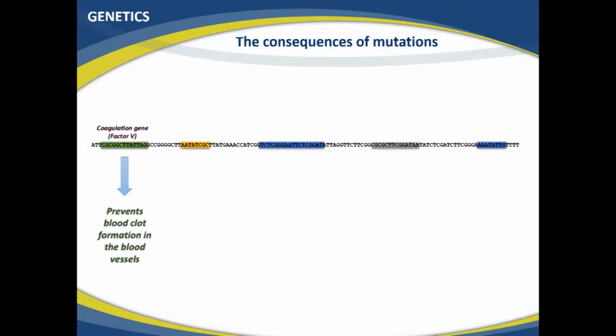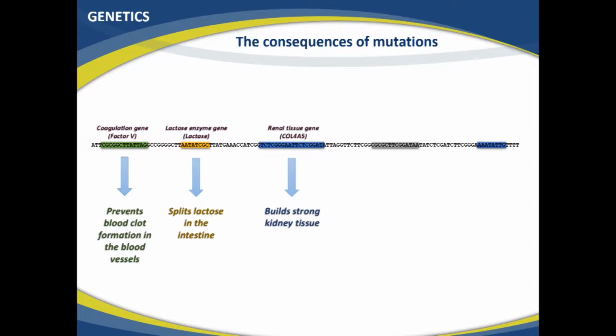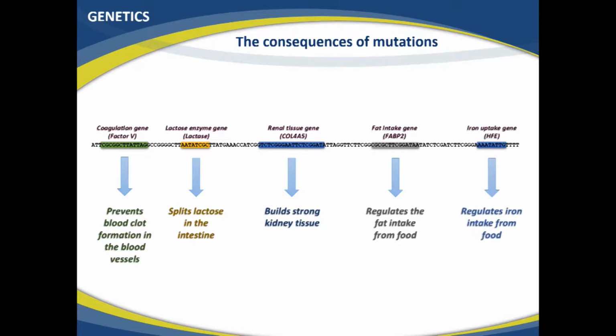Okay, now let's look at a few different genes, and let's have a look at what mutations can do to our body. So as I said, there's a coagulation gene, factor 5, which prevents blood clot formation. The lactase gene splits up lactose in our intestine. There's a renal tissue gene called COL4A5, which builds strong kidney tissue so that the kidneys can work and remove toxins from the body. Then there's a fat intake gene, which regulates how much fat we absorb from food. So we eat something fatty and it absorbs it. It regulates how much of it. And there's an iron uptake gene, which absorbs iron from our food.